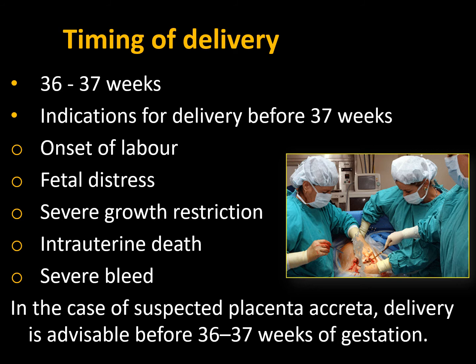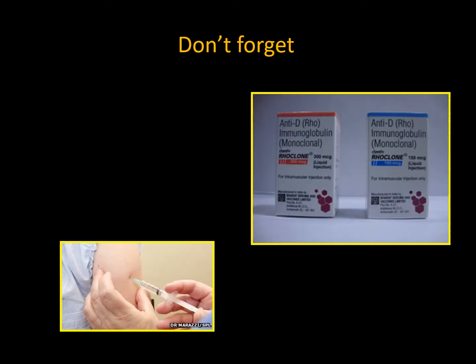We may go earlier than 37 weeks if the patient presents in labor, if there's any evidence of fetal distress, or if there is evidence of IUGR or intrauterine death, or the patient presents with severe bleeding or recurrent episodes of vaginal bleeding. In the case of suspected placenta accreta, usually delivery is before 36 to 37 weeks. The same applies to major placenta previa, where it is better to deliver by 36 weeks, sometimes earlier, to avoid an emergency cesarean section for major placenta previa, where there's high risk for postpartum hemorrhage. And always remember to give Rh negative patients anti-D.